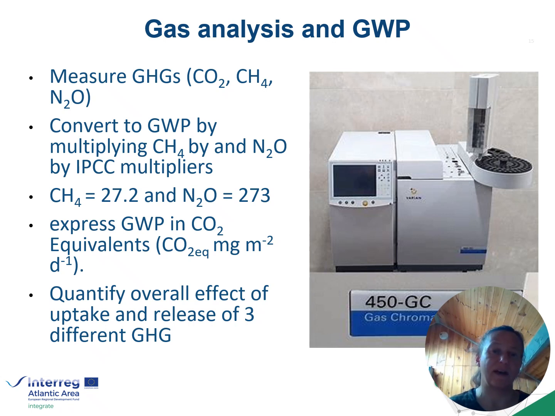So to measure greenhouse gases, so CO2, methane, nitrous oxide, we would use a gas chromatograph, and we would usually then convert to global warming potential by multiplying methane by 27.2 and nitrous oxide by 273, and this is to account for their different potencies. And it allows us to express everything in CO2 equivalents. So for example, CO2 equivalents in milligrams per metre squared per day as a flux. So that then allows us to quantify the overall effect of the uptake and release of the 3 different major greenhouse gases.